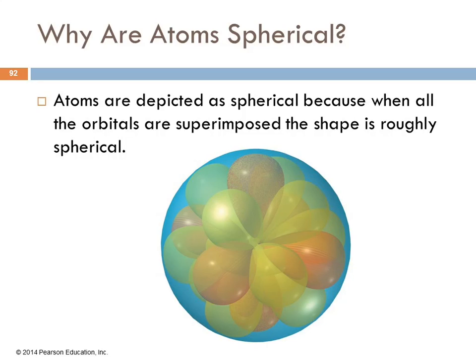So after looking at all those funky shapes, why are atoms spherical? Well, we depict them as spherical because if we take all those orbitals and superimpose them, they basically make a spherical shape. So in here, they've taken all those different orbitals and superimposed them. The overall shape of the atom is spherical, even though it's made up of all these funky balloon shapes.